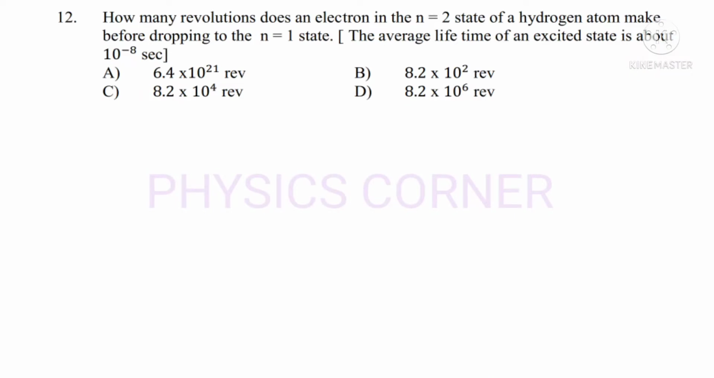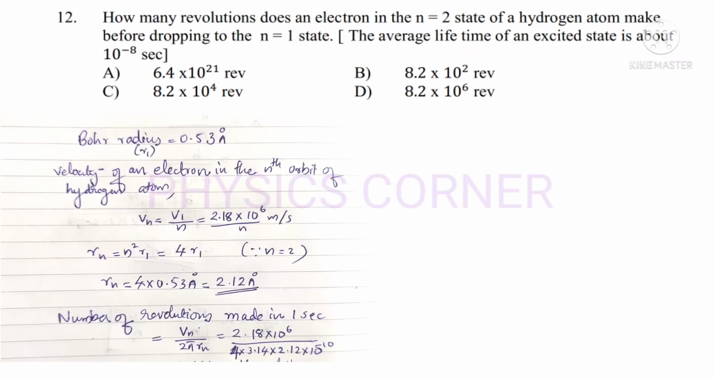The next question. How many revolutions does an electron in the n = 2 state of a hydrogen atom make before dropping to the n = 1 state? It's given that the average lifetime of an excited state is about 10 raised to minus 8 seconds. Okay, let's do it. See, you have to remember the value of the Bohr radius. It's 0.53 angstrom. It should be learned by heart.